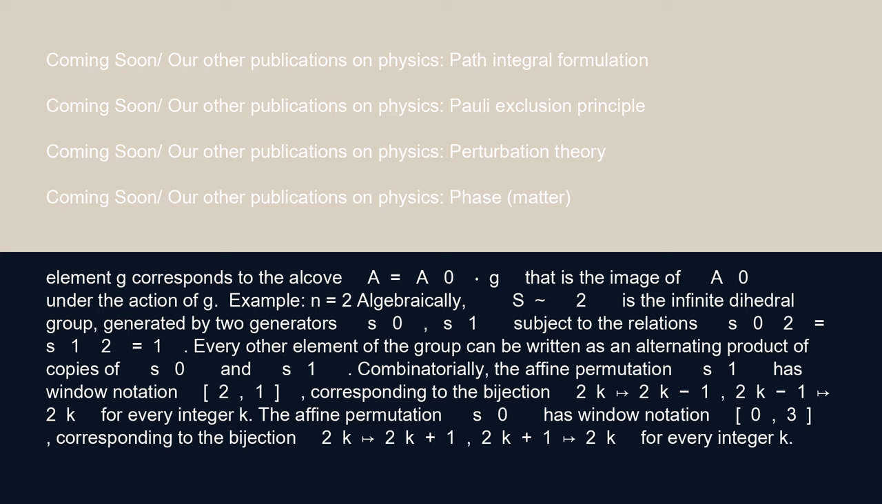Example, n = 2. Algebraically, S̃_2 is the infinite dihedral group, generated by two generators s_0, s_1 subject to the relations s_0^2 = s_1^2 = 1. Every other element of the group can be written as an alternating product of copies of s_0 and s_1. Combinatorially, the affine permutation s_1 has window notation [2, 1], corresponding to the bijection 2k ↔ 2k-1 for every integer k. The affine permutation s_0 has window notation [0, 3], corresponding to the bijection 2k ↔ 2k+1 for every integer k.